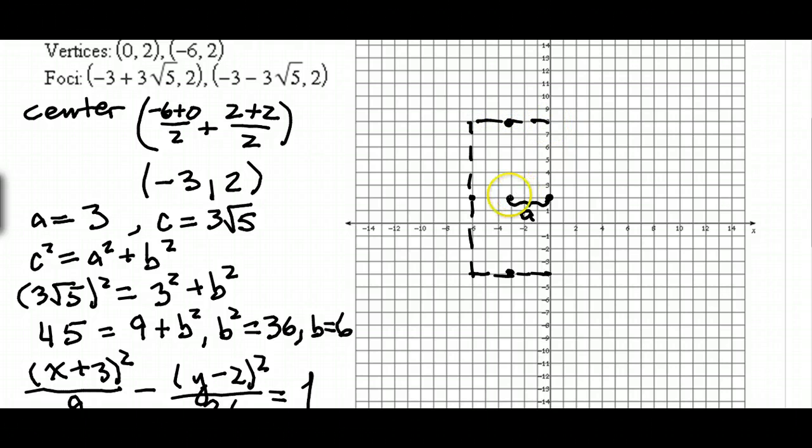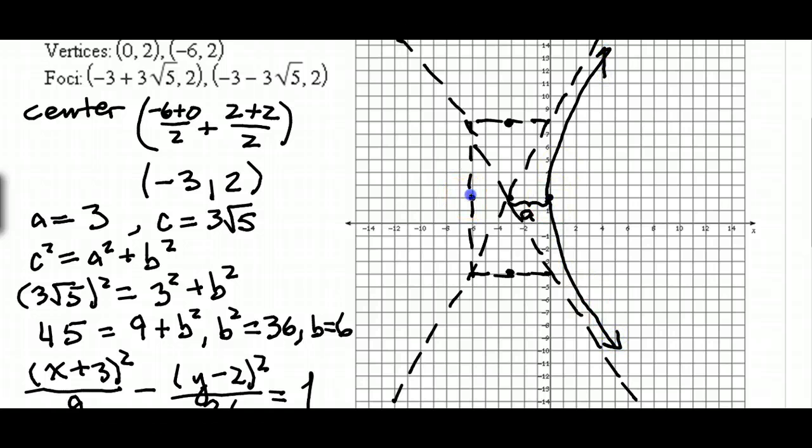I'm going to do the best I can to draw these asymptotes in there so that they're relatively straight. So there's one asymptote. Here's the other asymptote. Again, going through the diagonals of my rectangle. It's horizontal, so I'm going to use these two vertices. So I'm going to go this way, and then I'm going to go this way, and there's my graph.